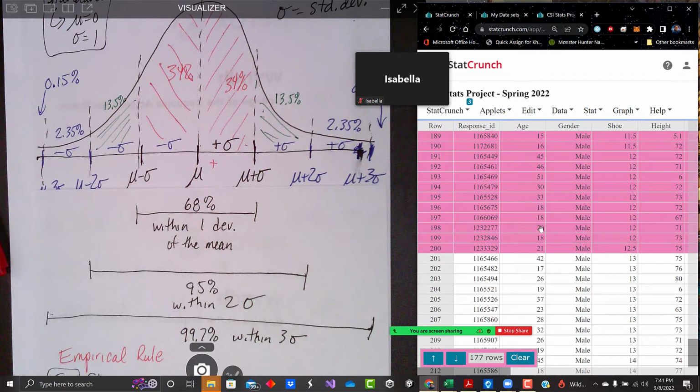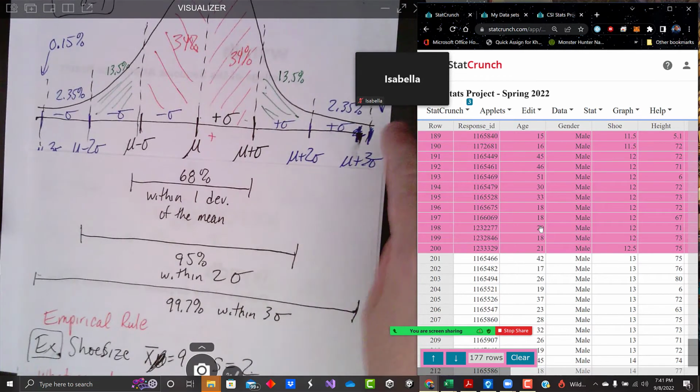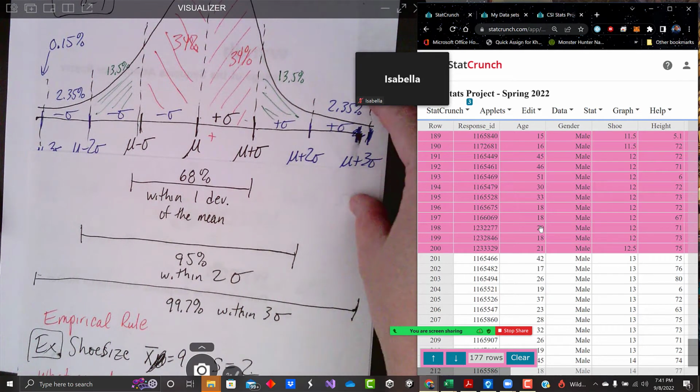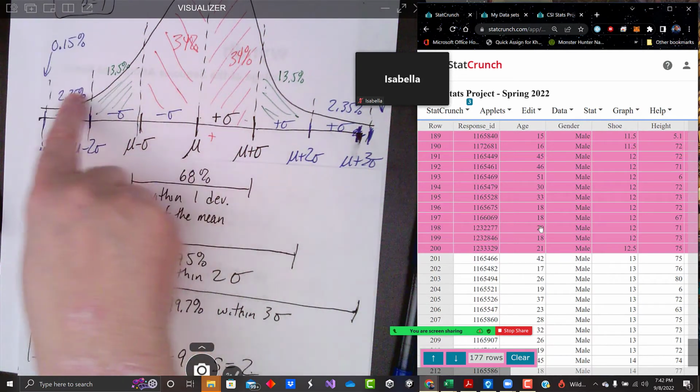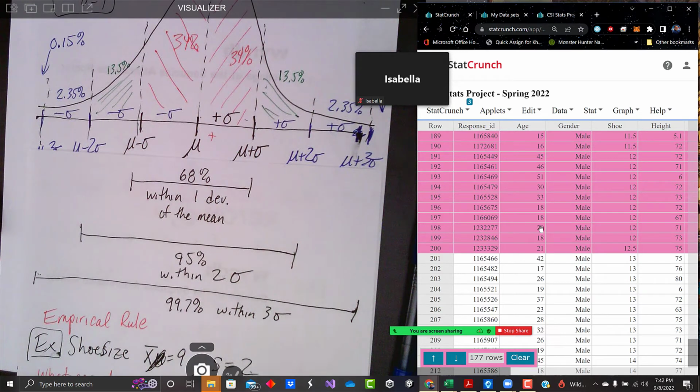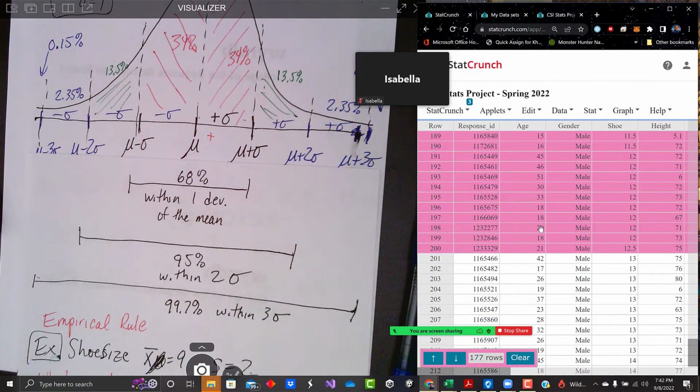In this class, you are going to be asked repeatedly if something is unusual. Something unusual happens less than 5% of the time. So on the bell curve table, what it really means is outside of 2 deviations. Because over here, I've got 2.5%. When I add up 2.35 and 0.15, I get 2.5. And over here, I have 2.5 when I add up 2.35 and 0.15. 2.5 and 2.5 add up to 5%. That's considered unusual data.